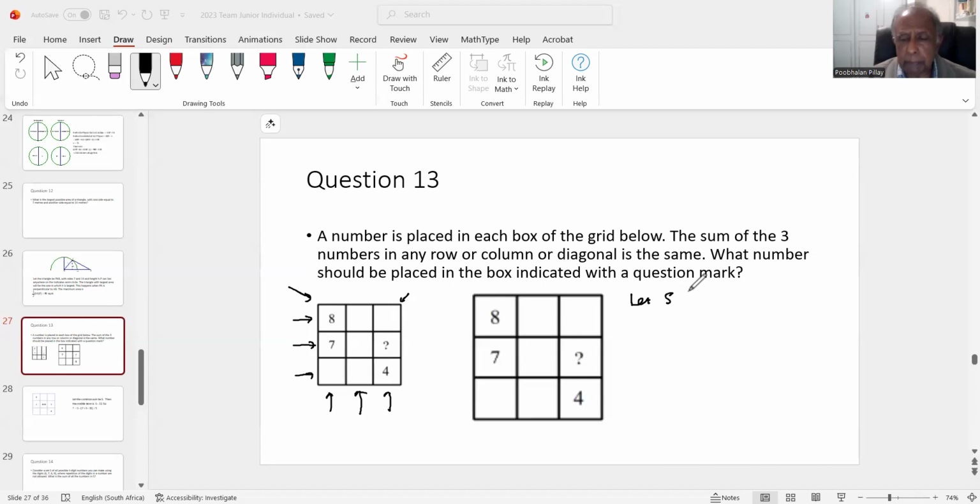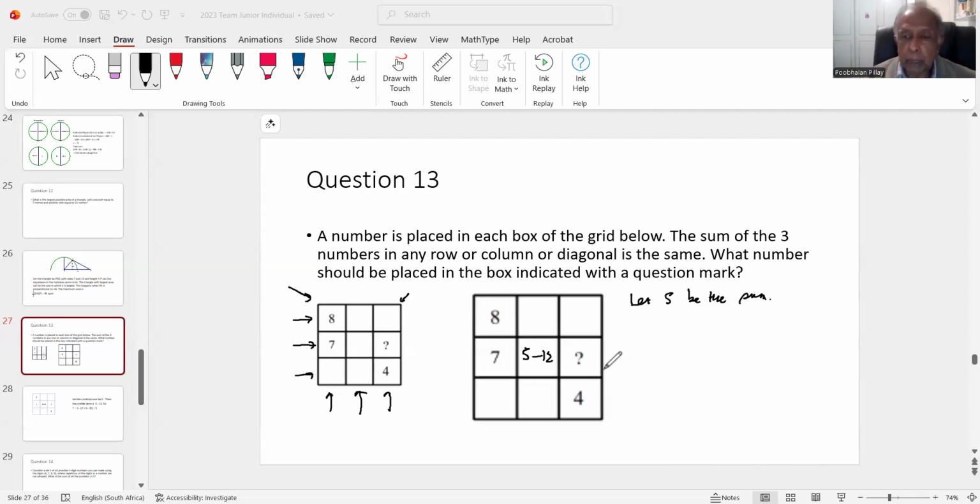So let S be the sum. I'm not letting the unknown be one of the numbers in the square. I'm letting the unknown be S. And the reason for that is I've got 2 numbers here. I've got 12 here. So these 3 numbers will have to add up to S. So you'll have to put an S here. And 8 plus 4 is 12, so it has to be minus 12 here. So when you add these three, you'll get S.